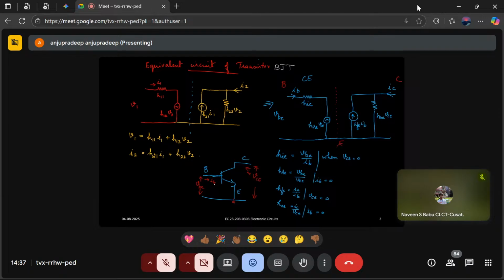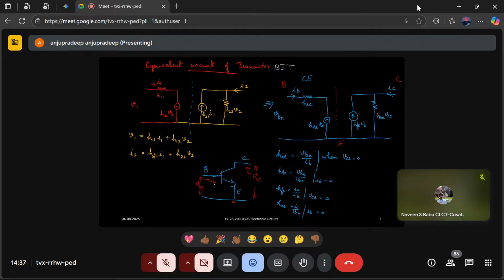And what is V1? V1 is the voltage applied between the input port, that is the input point, and the ground. So here base is the input point and emitter is common ground. So VBE, that is the input voltage, which is equivalent to V1. So that is what we are drawing here.